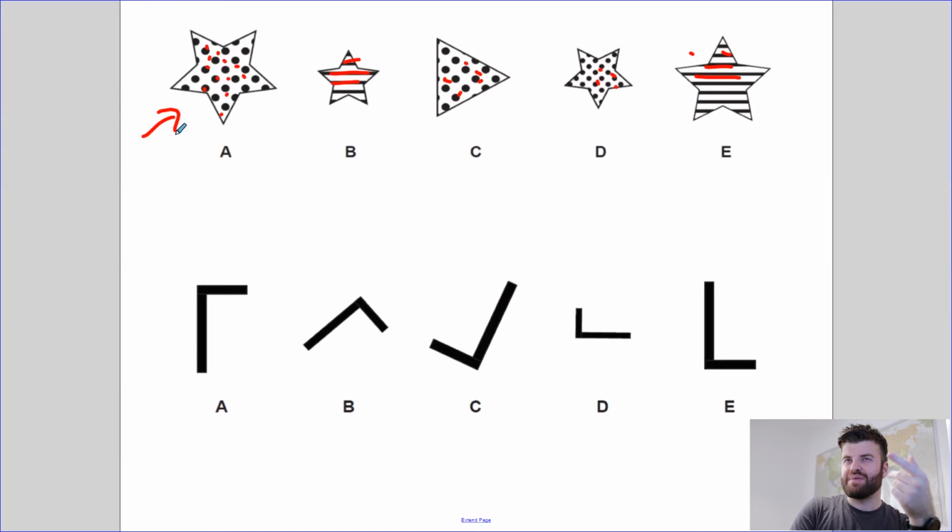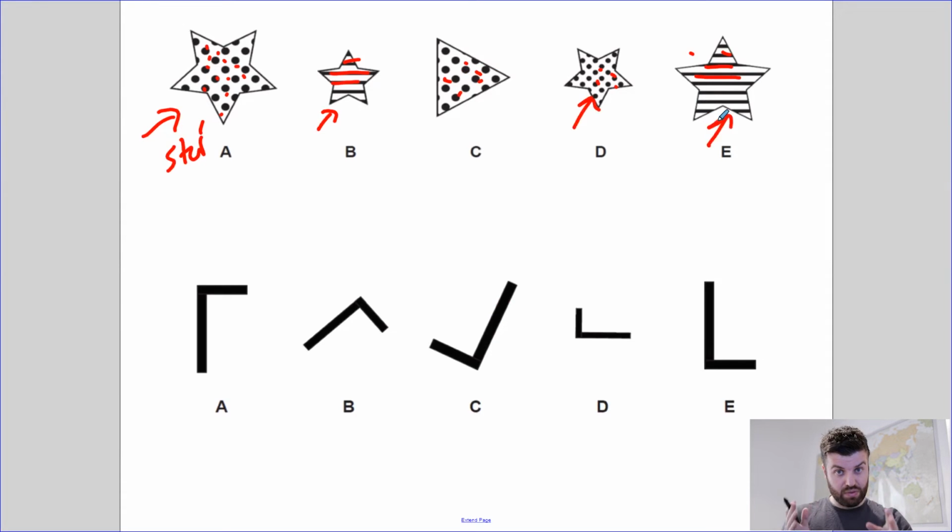Well, let's think about the shape itself. We have a star here, so A and B are stars, D is a star, E is a star. 4 are the same, that's all stars. The odd one out is C because it's a triangle. So the answer there is C, it must be the odd one out. Let's have a look at the next question.